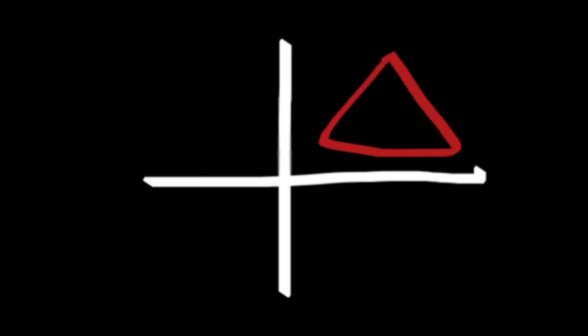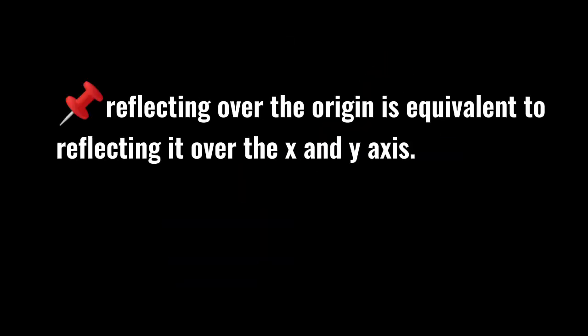Now, the next thing that we're going to talk about is reflection over the origin. Let's say we have a triangle in quadrant 1. What's going to happen if we reflect it over the origin? To reflect it over the origin, we're going to move from quadrant 1 to quadrant 3. Remember that reflecting over the origin is equivalent to reflecting over the x-axis and the y-axis, or the y-axis first and then the x-axis.